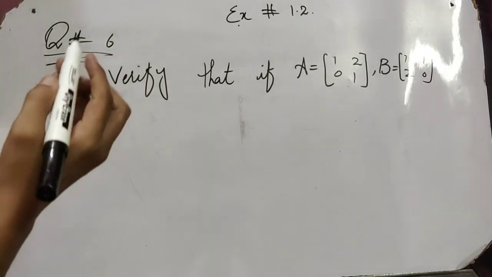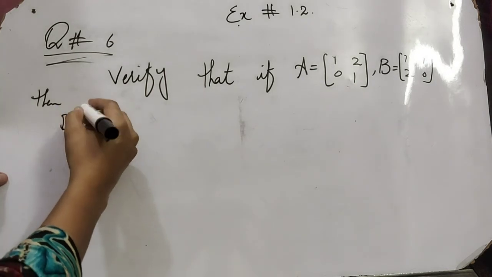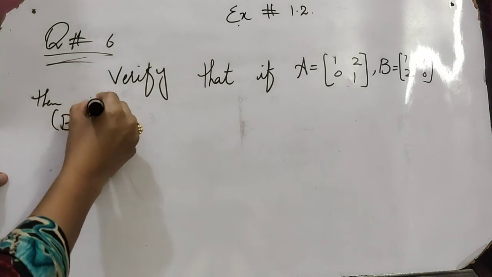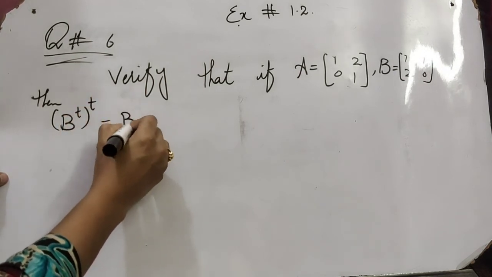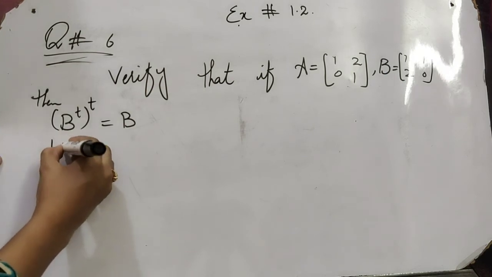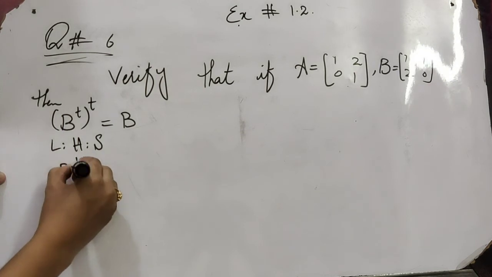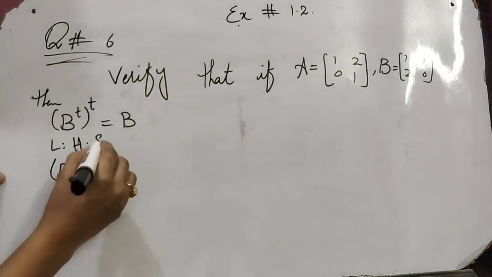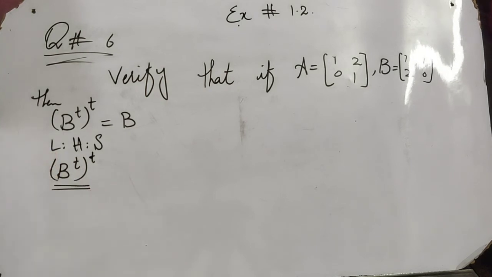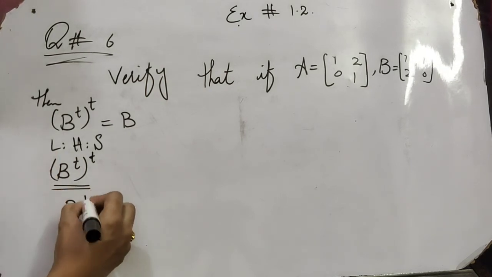Now we will move to the B part. The B part is that the transpose of B transpose is equal to B. So first we take the left hand side. The left hand side is the transpose of B transpose, and for this purpose we take only the term that is in the bracket. So it is B transpose.